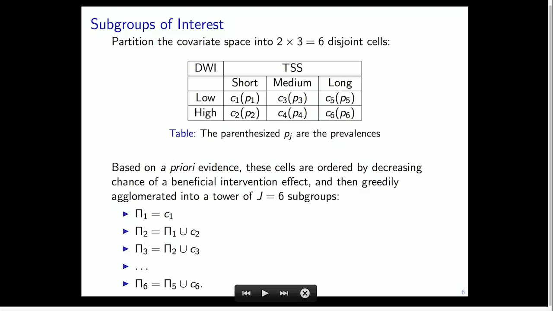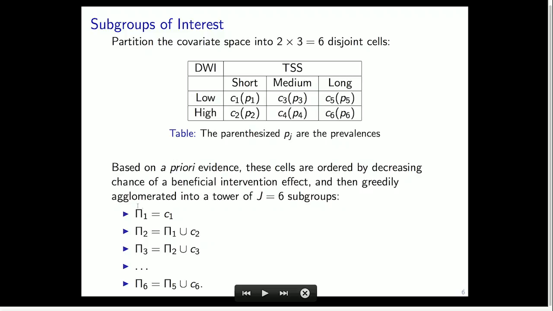And based on some a priori evidence, and this is where the doctor has to help you, by the way, this is not something a statistician can tell you, we are going to order these cells by decreasing chance of a beneficial effect. So for example, pi1 is a group that probably has the best chance. If you have a low DWI and a short time since stroke, maybe you're going to do best. And here, maybe you're going to do the worst.